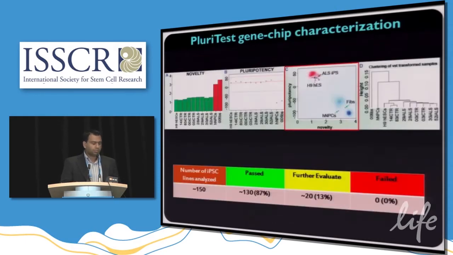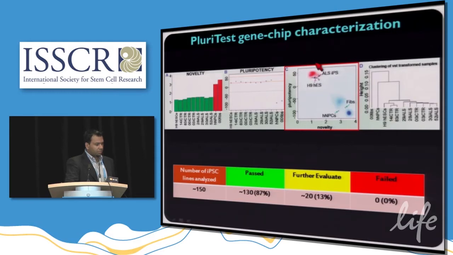So far, we've done now greater than 150 lines, close to 200 lines. And the rates have stayed about the same, where 85 to 87% of them have passed the Pluritest. And about 15% have come back as 'further evaluate.' And we think 'further evaluate' means either it could be a disease that's causing them to have a phenotype in the iPS stage that's causing certain gene expression patterns, or they're partially reprogrammed. And we confirm that by doing further characterization assays.